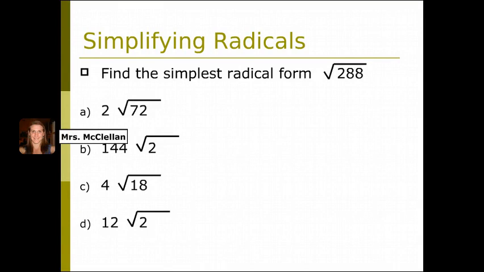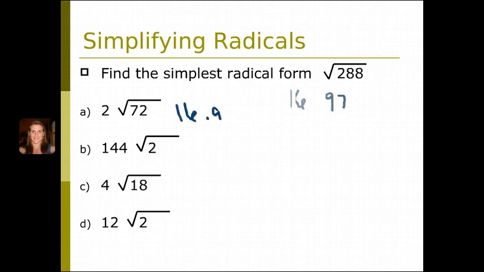Find the simplest radical form of the square root of 288. When you do the square root of 288, you will get 16.97. 2 times the square root of 72 is also 16.97. 144 times the square root of 2 gives you 203.6, which is not what we're looking for. 4 times the square root of 18 gives us 16.97.